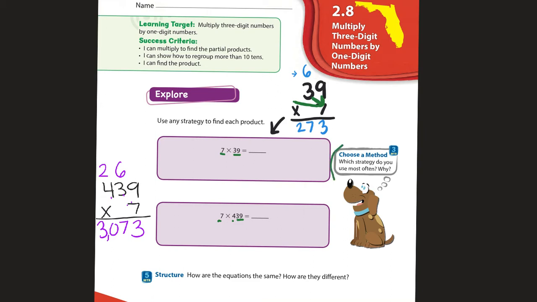I see here they're asking us, which strategy do you use most often? So the strategy I used here is the standard algorithm. So it's the way that a lot of people multiply 2 and 3 and more digit numbers. But maybe you like to use a different strategy, like the partial products strategy, where you get the larger number and you use the expanded form to figure out how you're going to multiply and then add in order to get your product or your final answer.